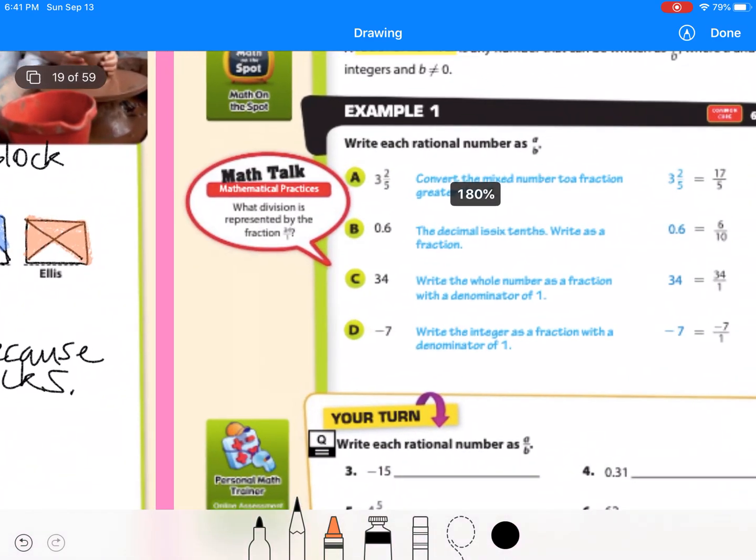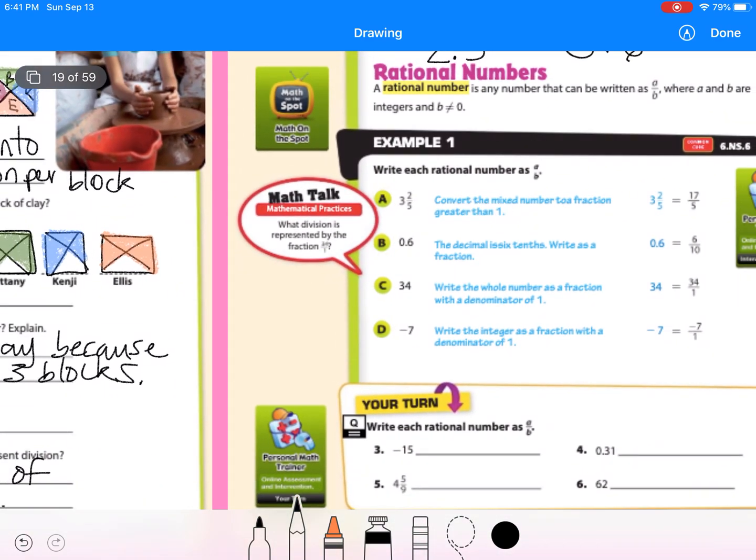So now we have rational numbers. Write each rational number as A over B. So that means they want you to change it from a mixed number, a whole number, or a decimal to a simple fraction, whether it's improper or regular. But there's no whole number. It's just A over B.